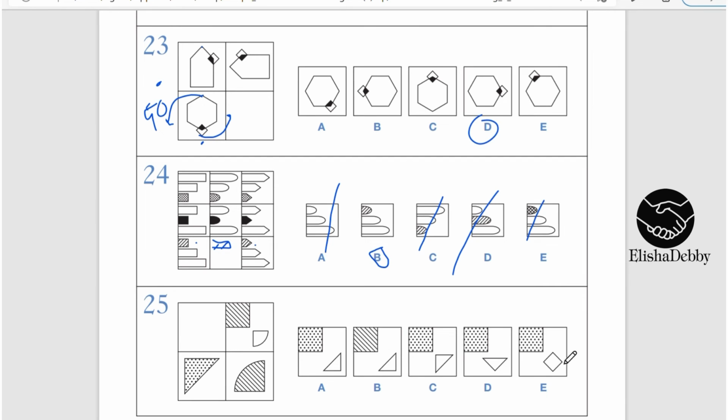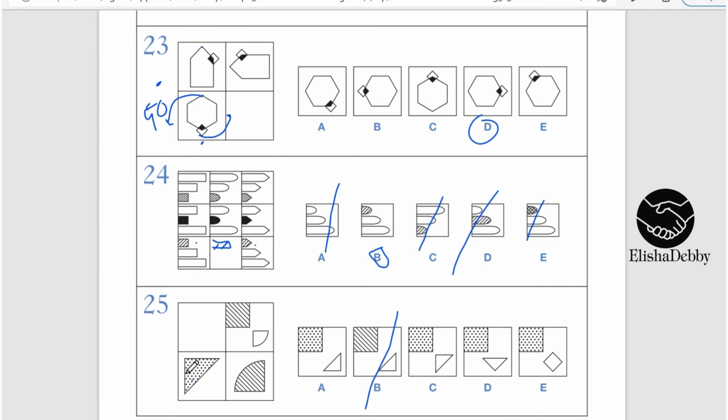Oh yeah, that's what we have. All right, but then this has to be dotted. That means it has to be dotted here as well. Dotted, dotted. So it can't be B because it's not dotted. Okay, we have 4 options to choose from now.